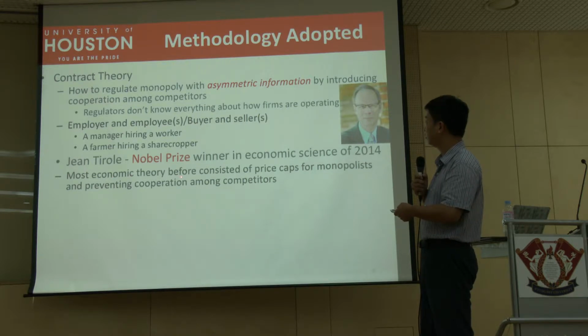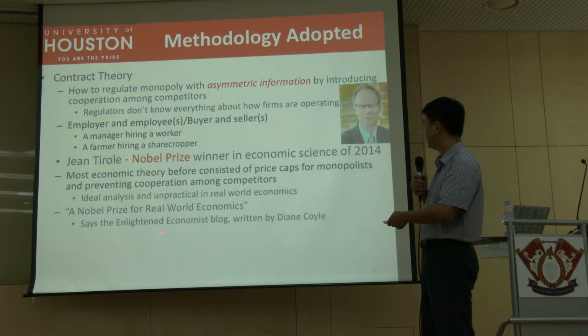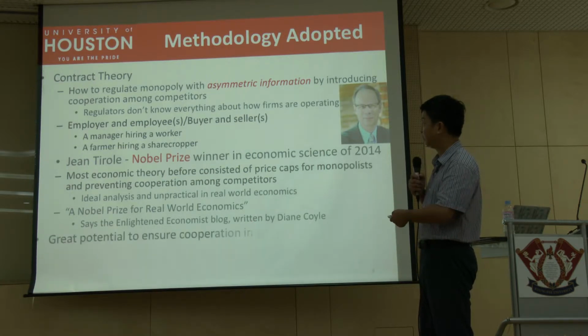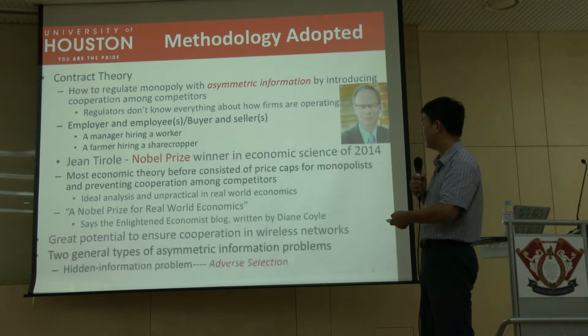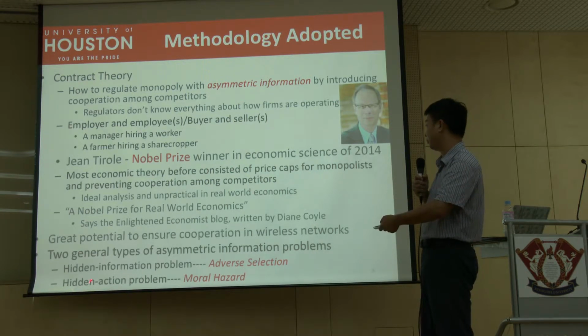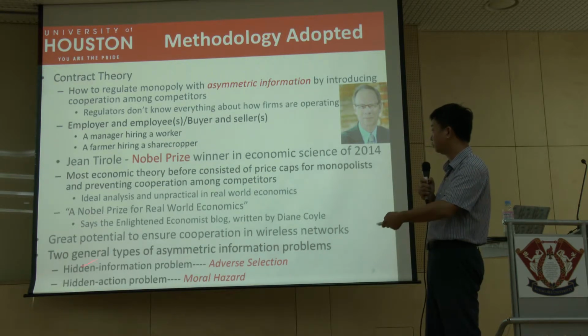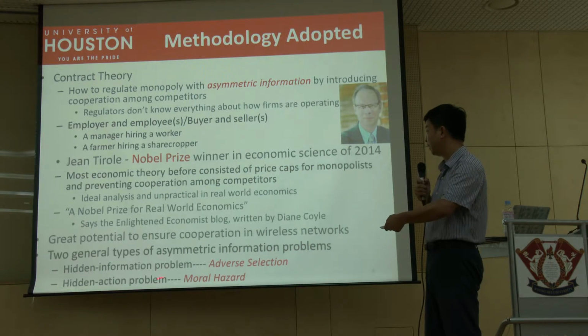The most economic contracts before consisted of price cuts for monopoly and preventing cooperation among competitors. The Nobel Prize is for real-world economics, because in the real world, information is always asymmetric. And it has great potential for wireless networks, and we talk about two things: the hidden information problem, which is adverse selection, and the hidden action problem, which is moral hazard. So we concentrate on these two.